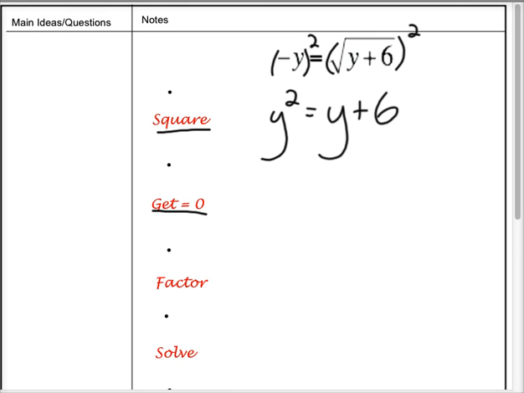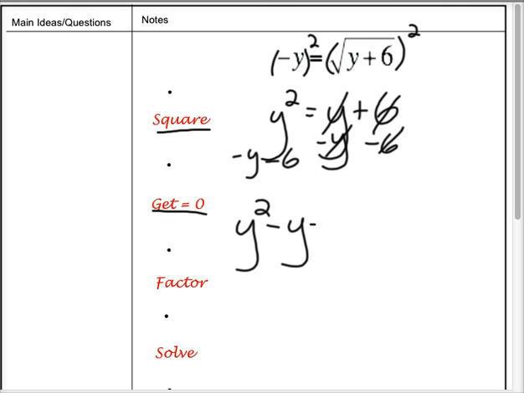Now let's move into getting it set equal to 0. We have a quadratic, so we're going to get it set equal to 0. I'm going to subtract y from both sides and subtract 6 from both sides. So over here we get y squared minus y minus 6 equaling 0.